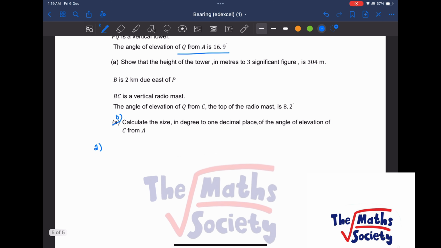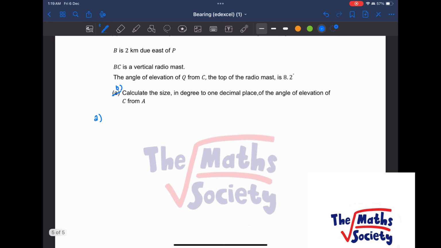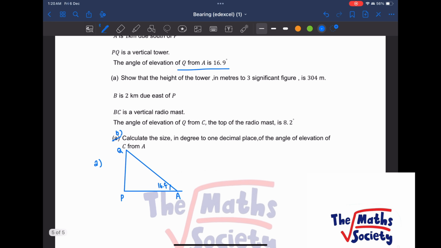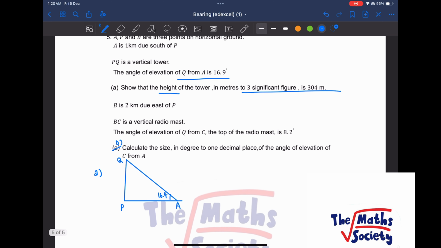Now PQ is a tower, with P and A on a straight line, and Q at the top of the tower. The angle of elevation of Q from A is 16.9 degrees, and we are to show that the height of the tower to 3 significant figures is 304. And AP is 1,000 meters, because it's given in kilometers, and it asks you to find the height in meters as well.